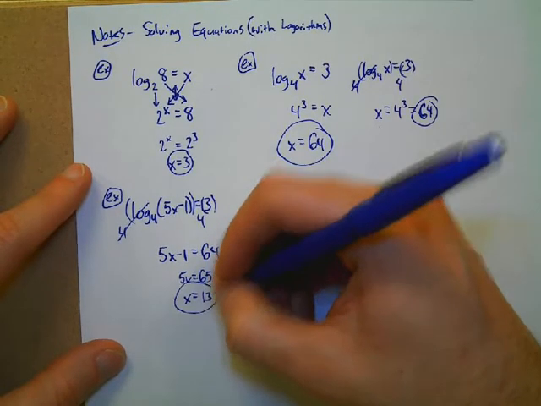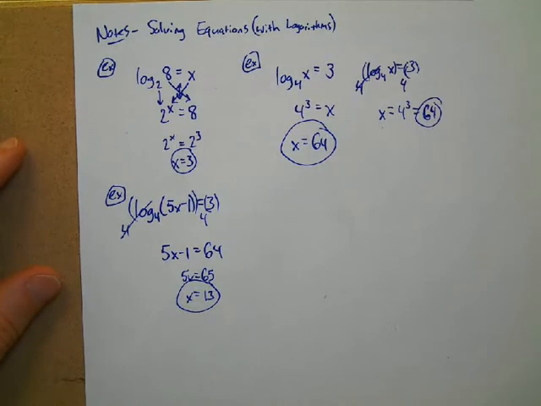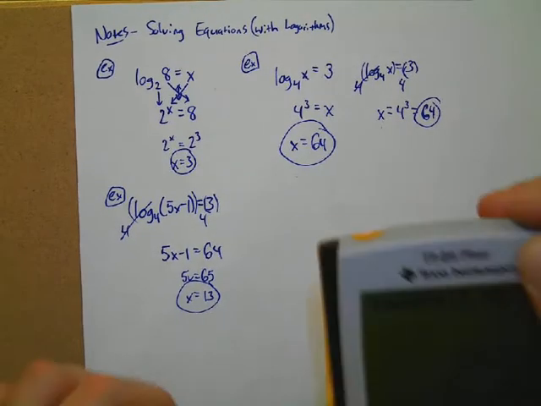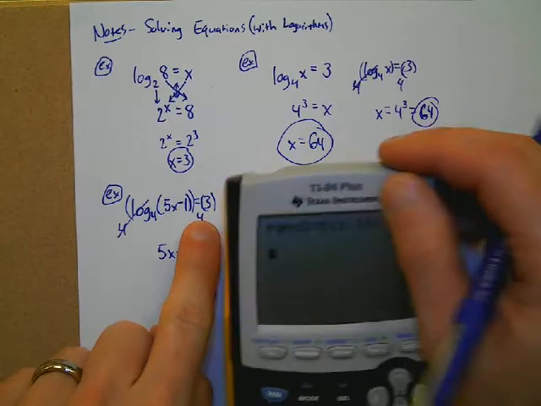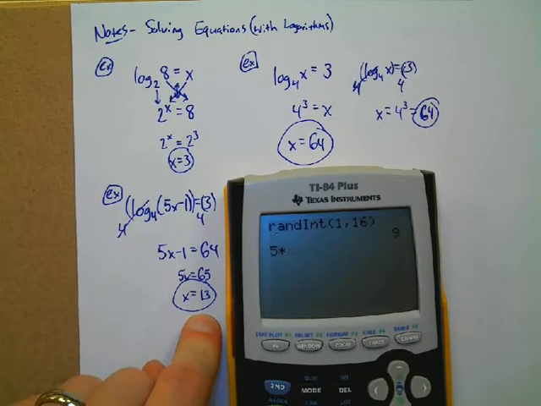One thing we do want to do here is check, because there are such things as extraneous solutions. So we do want to check by plugging this into our calculator to make sure that we do get 3. So I'm going to take 5 times 13, and I'll subtract 1, and I'll take log base 4 of the 64.